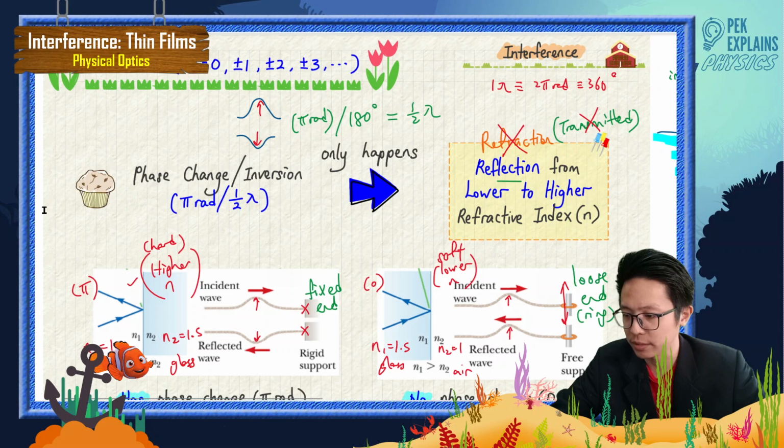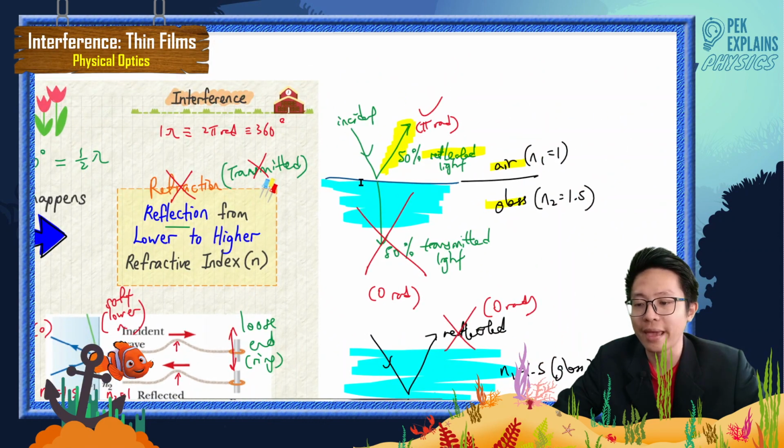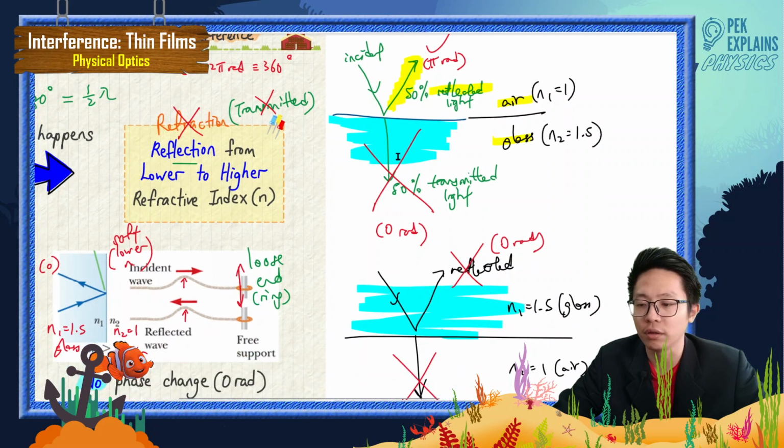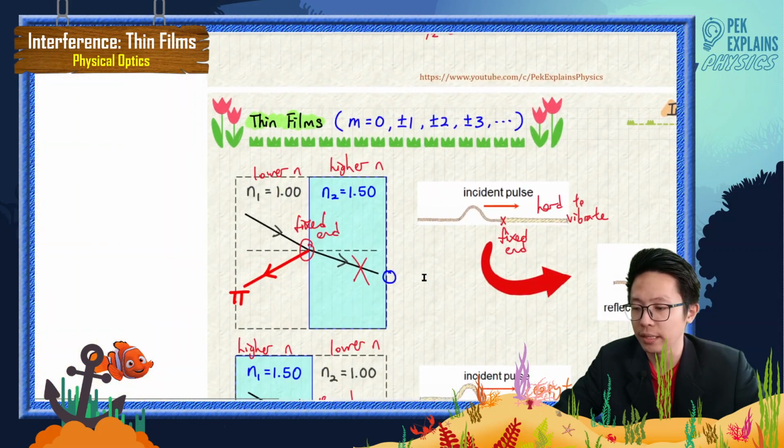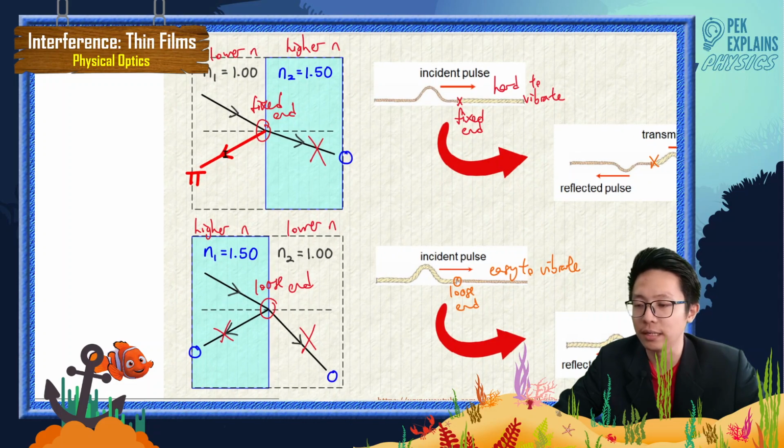Phase change only happens during reflection from lower to higher refractive index. That means it's just like this one: from air to glass, reflection, we have phase change. All the other conditions, no phase change. You see only this one is red color. The phase change only happens in reflection from lower refractive index going to higher refractive index. The rest, no phase change.